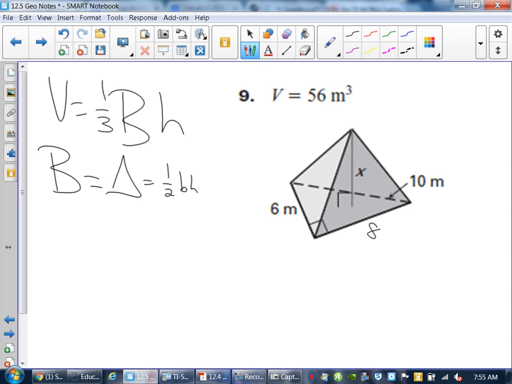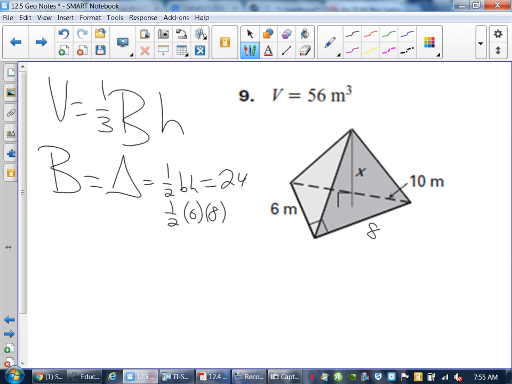So when you have your bases and heights, you substitute back in. That gives you big B. What's half of 8? 4 times 6. So big B is 24.